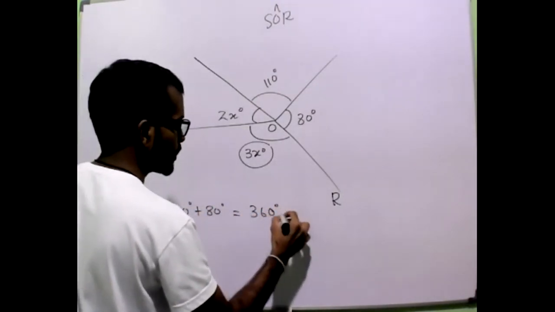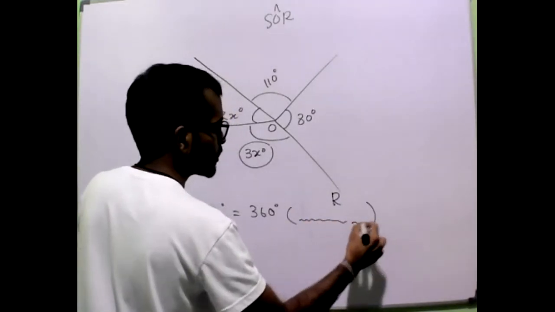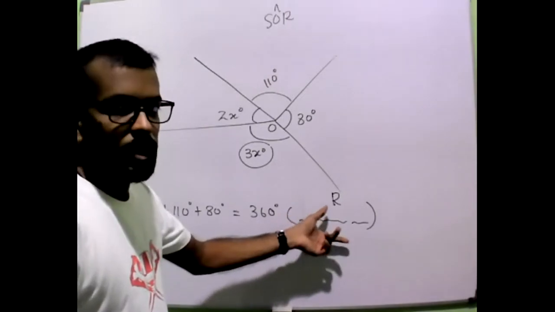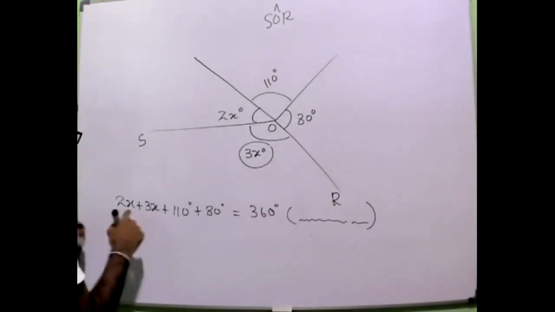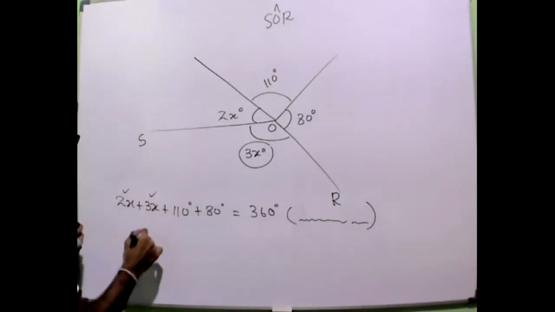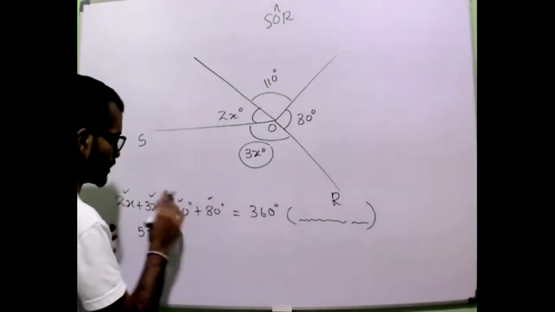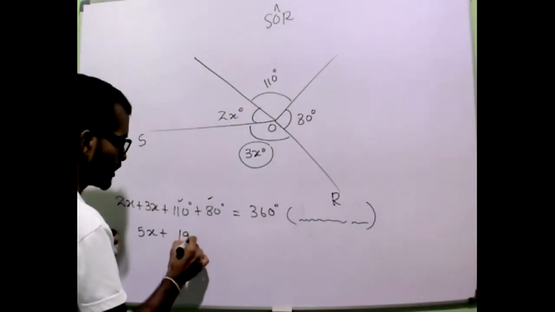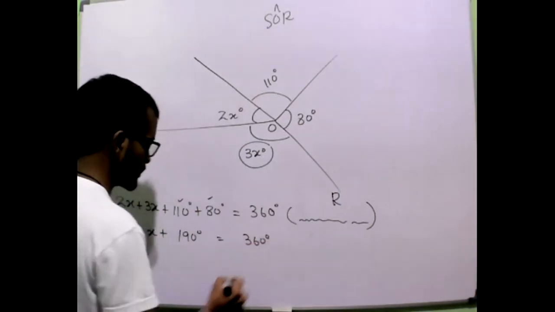You have to write down the reason as well inside the bracket. I am not going to write down the reason. The reason is the sum of angles around the point is 360. So here similar terms, 2x, 3x, 2 plus 3, 5x, plus similar terms 110, 80. So 190 degrees equals 360 degrees.